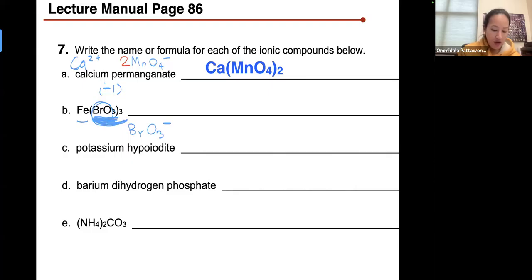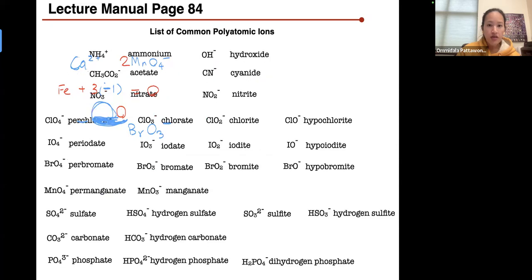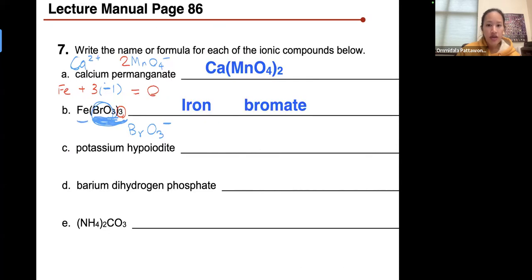How many do we have? According to the parentheses, we have 3 of them. So we have 3 of -1. We add this to iron, and that also needs to equal 0. Therefore, the charge of iron would be +3. So the name of this would be iron 3 bromate.